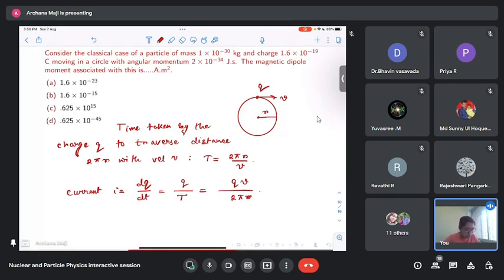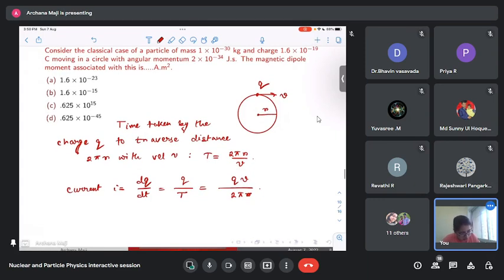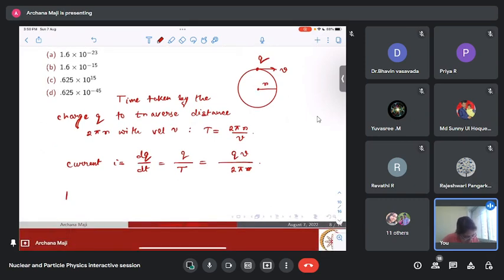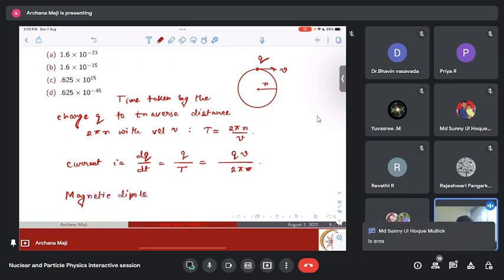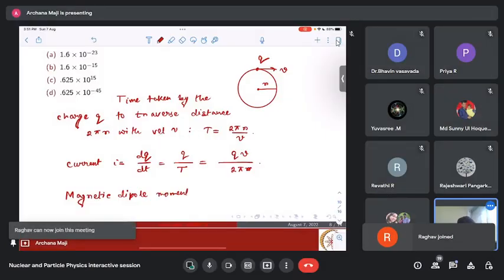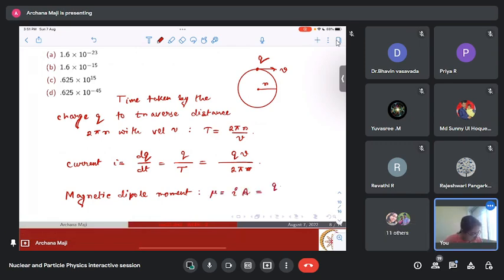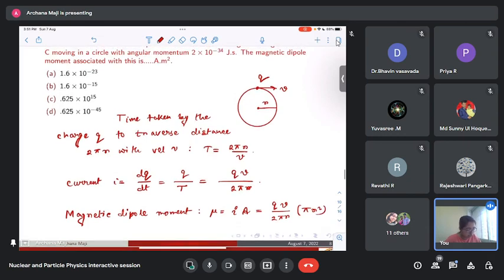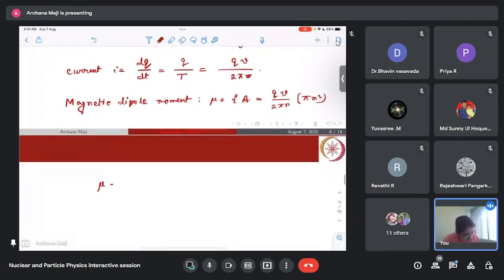Now, how is the magnetic dipole related? So the angular momentum, in order to find that, we know that the magnetic dipole moment is current times area. Area of that loop, so qv divided by 2 pi r times pi r square if we consider a loop of radius r. So mu is equal to qv divided by 2 r.